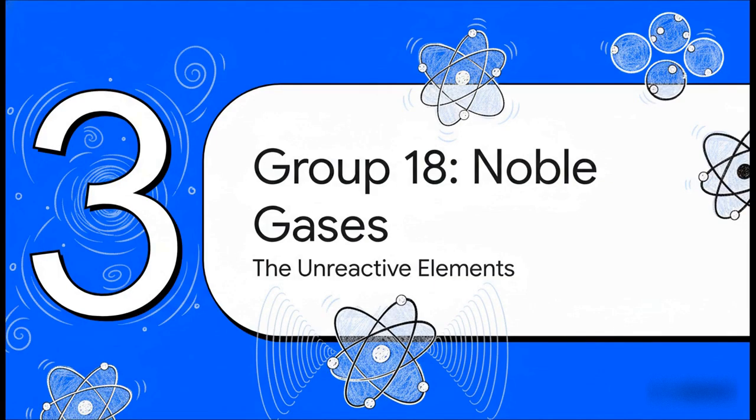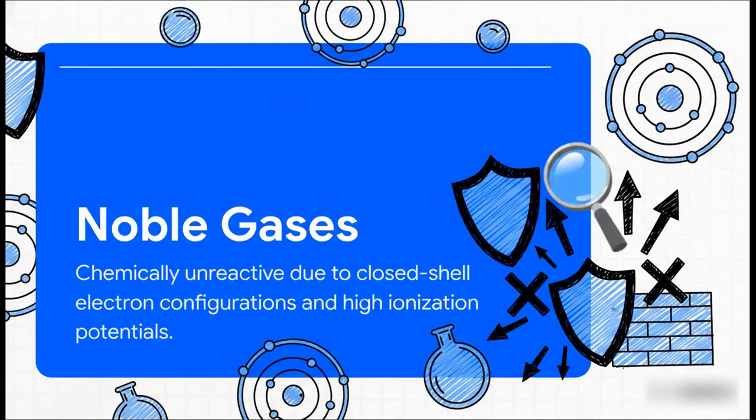So we've gone from the most reactive group on the block to, well, the least reactive. We're jumping all the way to the other side of the playground to Group 18, the noble gases. These elements are the definition of chemical stability. They're like the Zen masters of the periodic table.